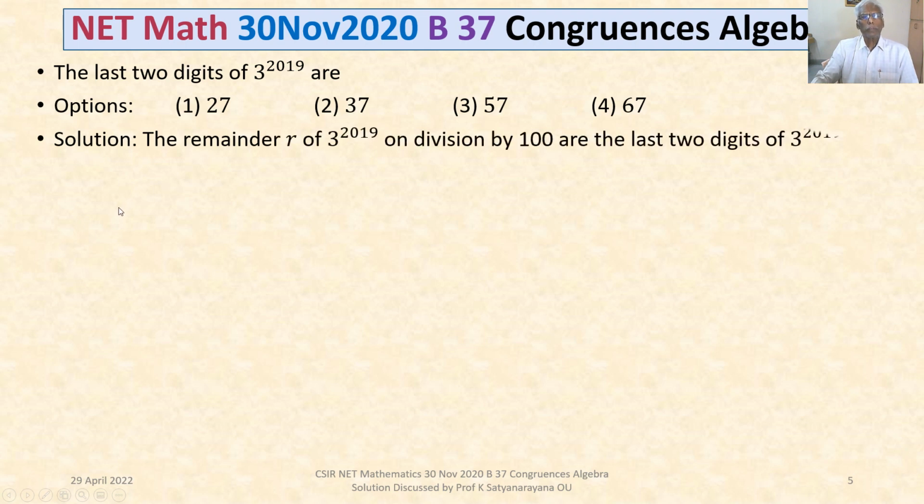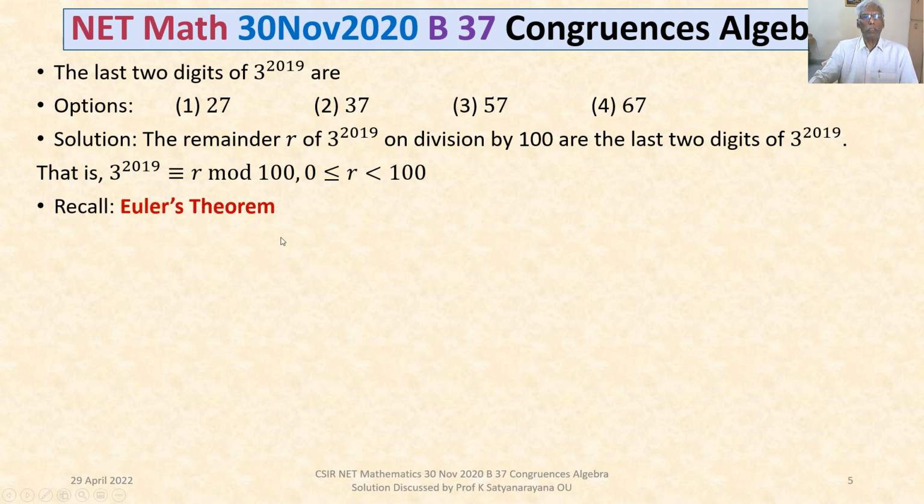Solution. The remainder of 3 power 2019 on division by 100 will give you the last two digits of 3 power 2019. That is, writing in congruences, 3 power 2019 is congruent to R modulo 100, where 0 less than or equal to R less than 100. So, required to find R now.